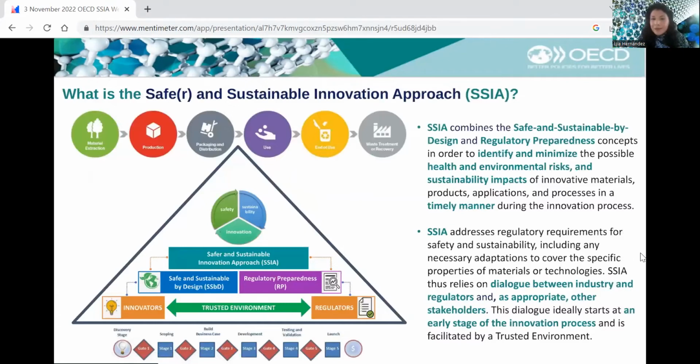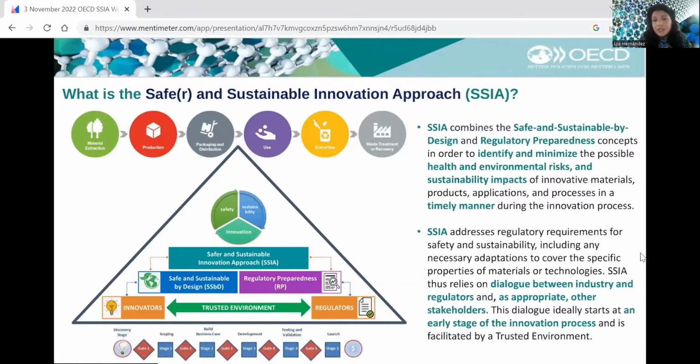So what is the safe and sustainable innovation approach? The SSIA really combines the safe and sustainable by design and regulatory preparedness concepts in order to identify and minimize possible health and environmental risks and sustainability impacts of innovative materials, products, applications, processes in a timely manner during the innovation process. So as you can see from the diagram, it is the combination of these two concepts that makes the SSIA, and we look at it in a very systems approach. A key aspect of SSIA is also dialogue, really dialogue between innovators and regulators and other stakeholders at an early stage of the innovation process. This is a very successful approach of this trusted environment, it's a safe place for these dialogues to occur.